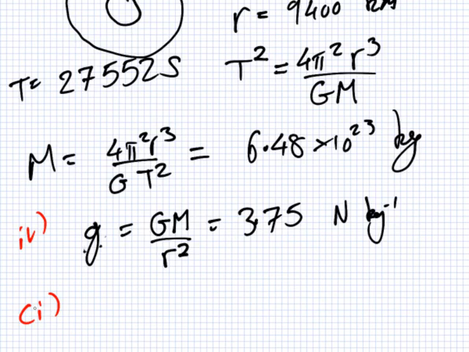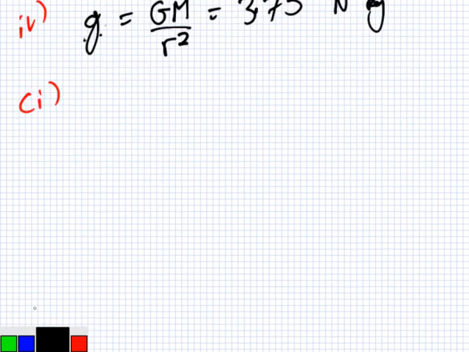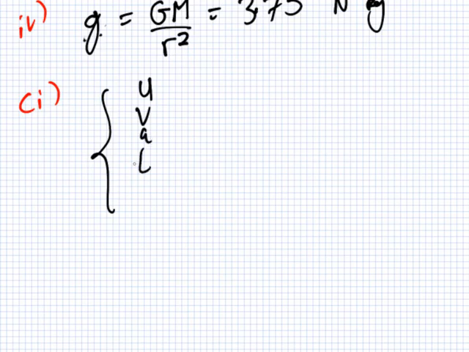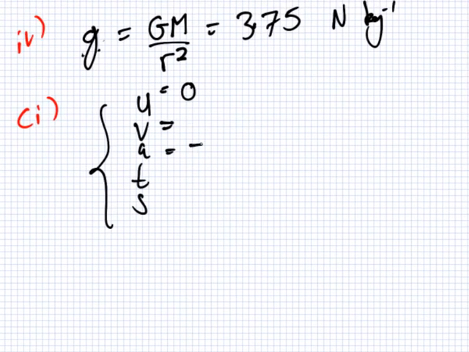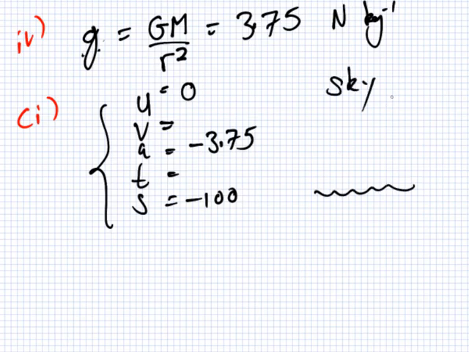A spacecraft attempting to land on Mars is in orbit. It releases a probe 100 meters above the surface, so it falls vertically. What is the velocity on impact? Because this is just a UVATS problem. What's the U? It's 0. The V is what we want. The A, what's the A? Which is minus 3.75. T we don't know, and S is minus 100. It's fallen from the sky down to the surface of Mars.